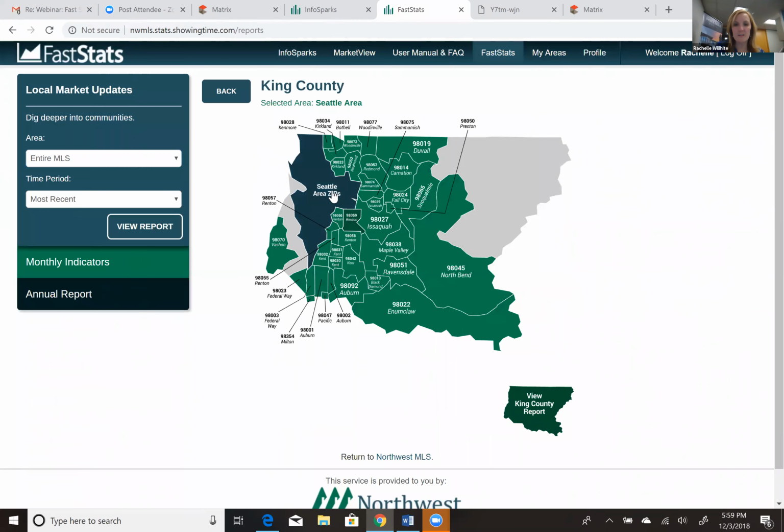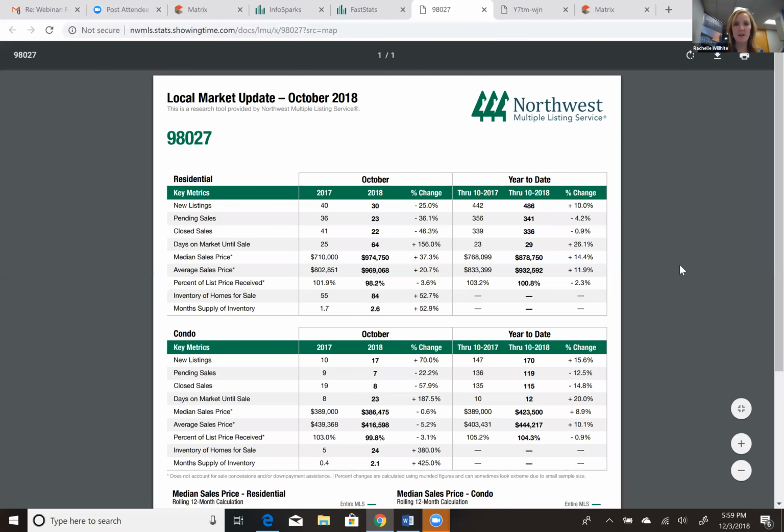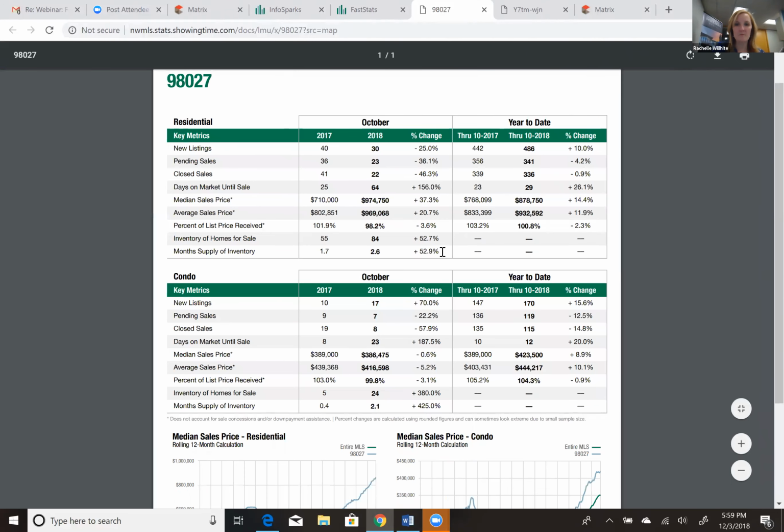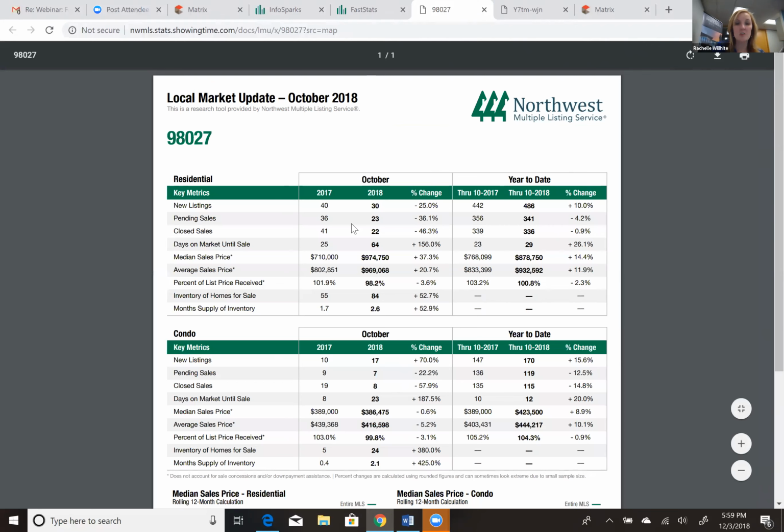We can drill down into all the city area zip codes. Let's just pick on Issaquah right now. Let's see what Issaquah is doing. And it puts together a nice one-page sheet that you could use for, say, a listing that you're going on, and showing 98027 in October, goes back 30 days.